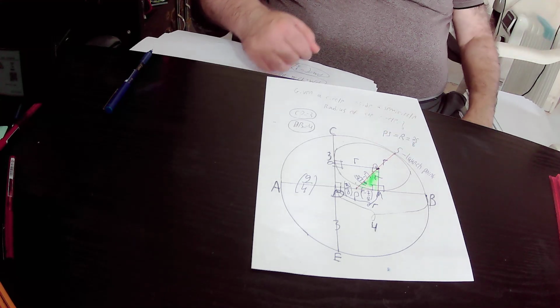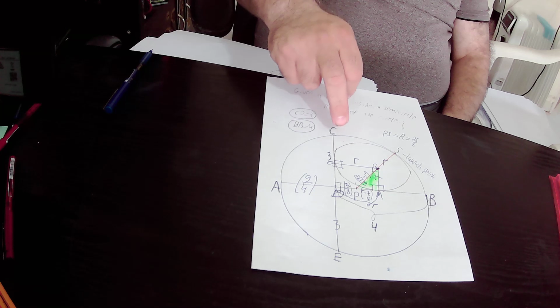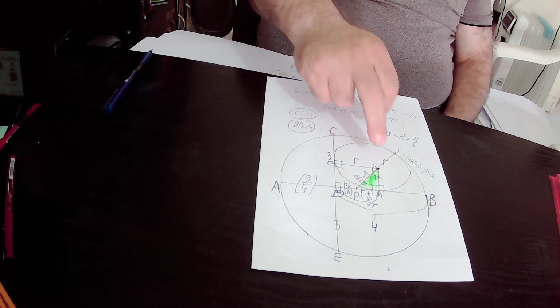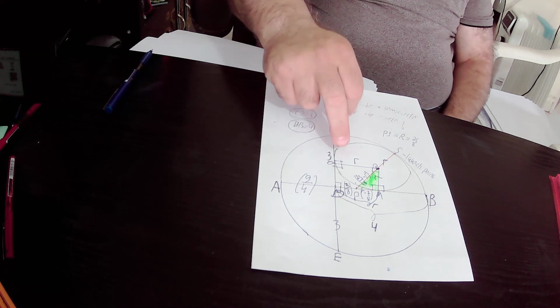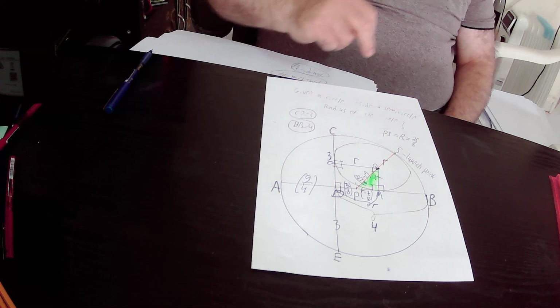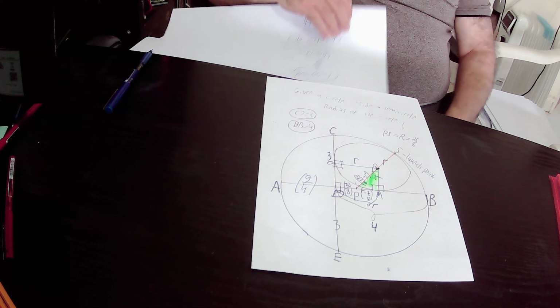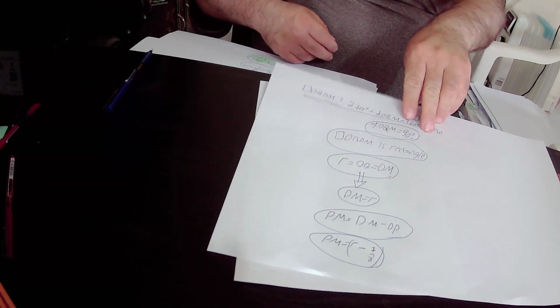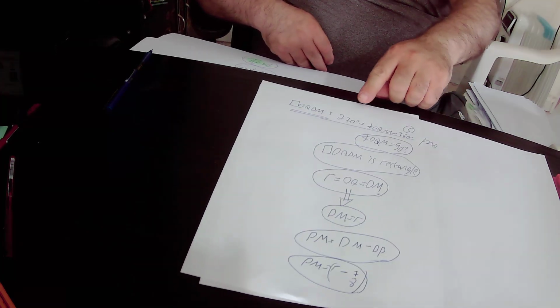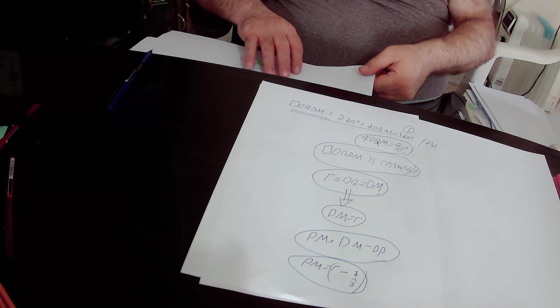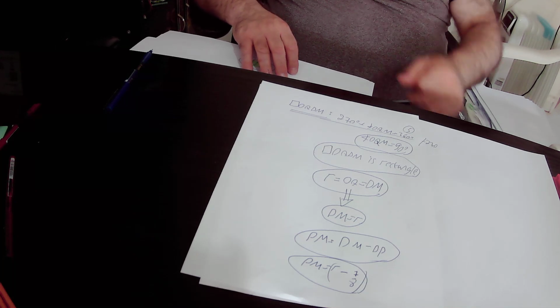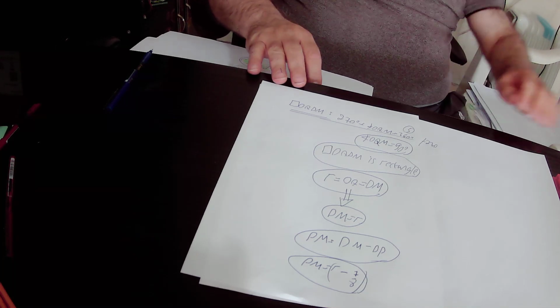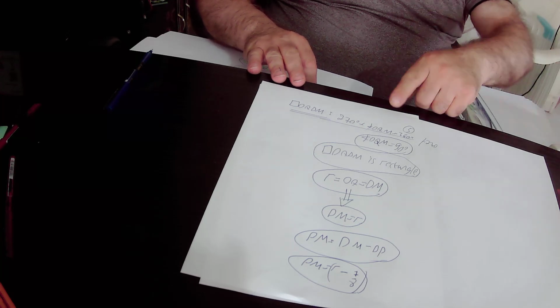Okay, so if we focus on quadrilateral OQDM, in this quadrilateral we have 1, 2, 3 right angles. Okay, in quadrilateral OQDM we have 3 right angles. The sum of 3 right angles is 90 times 3, which is 270 degrees, plus the size of the fourth angle, that is actually angle OQM.